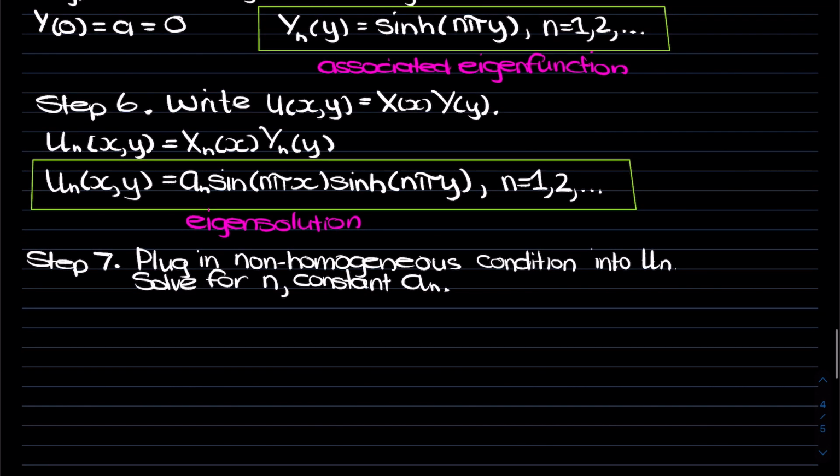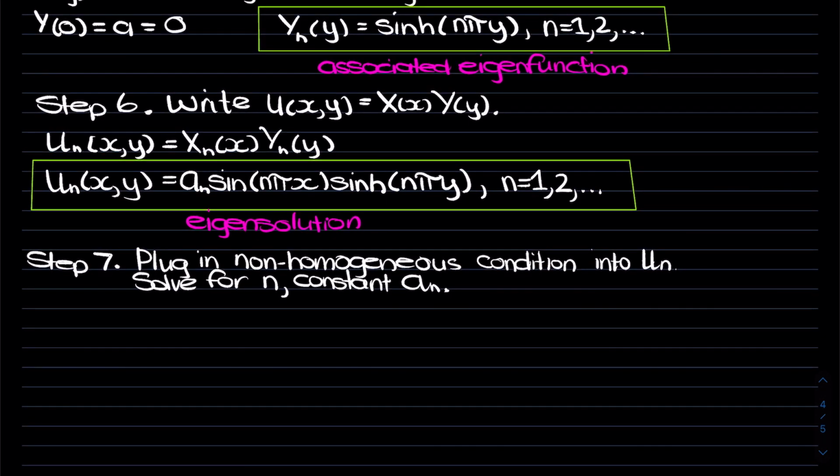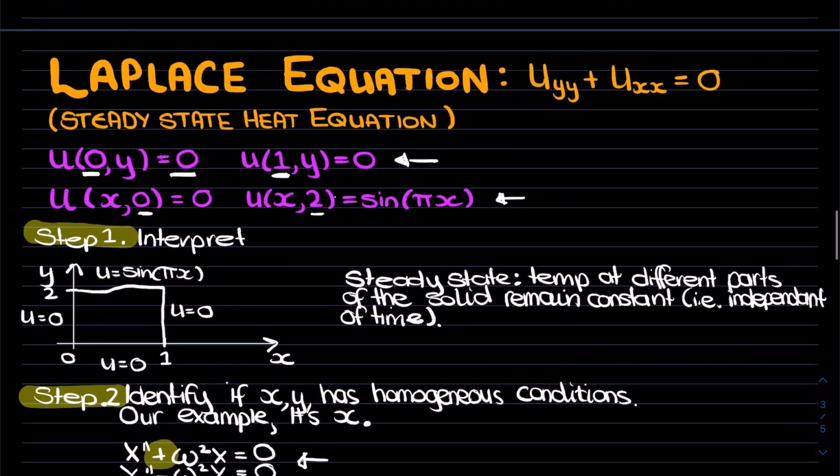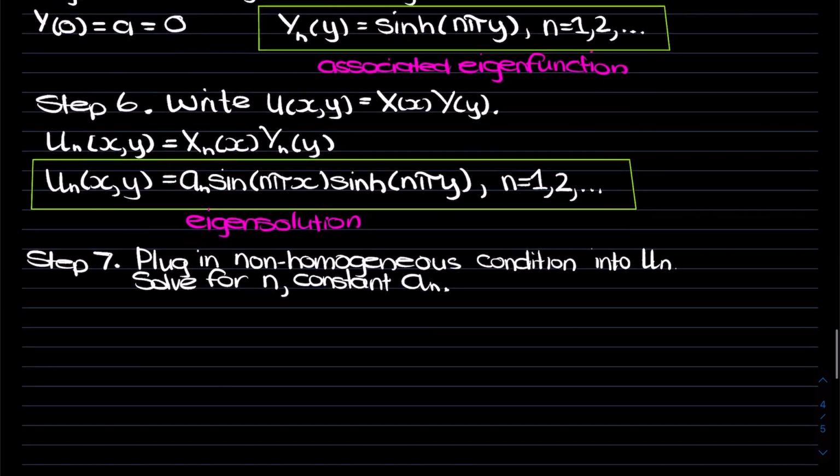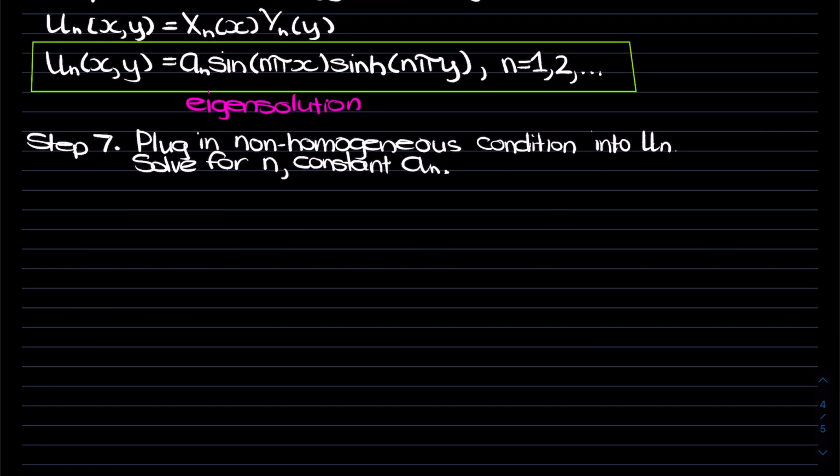Right. So let's just recall what the non-homogeneous condition was. It's this one up here. Right, so I'll rewrite that. We have u of x, 2 equals sine pi x.